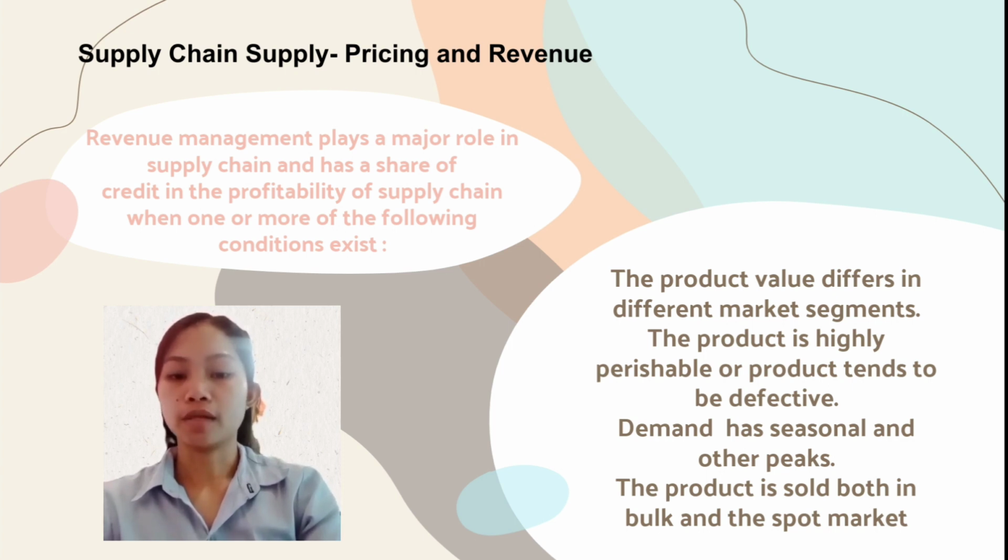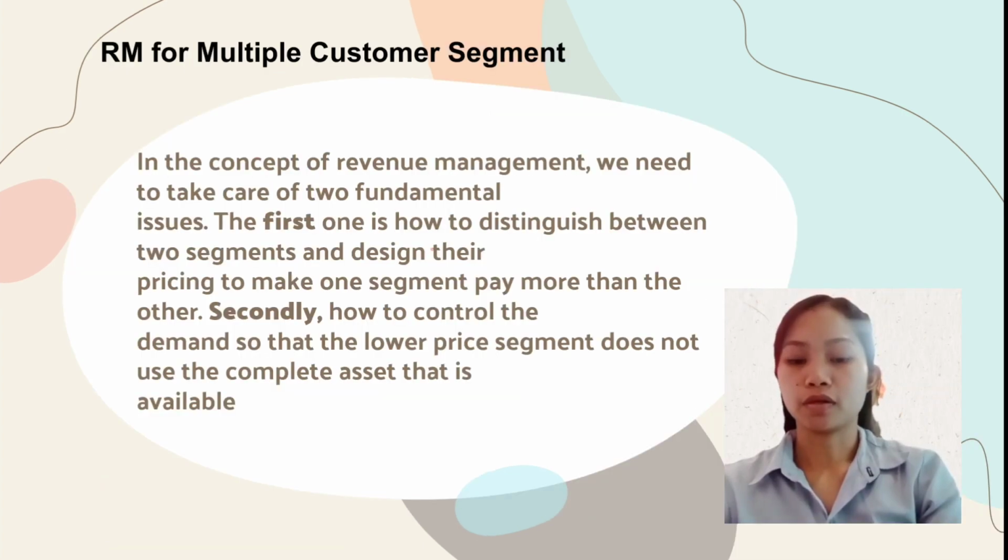The product value differs in different market segments. 2. The product is highly perishable or tends to be defective. 3. Demand has seasonal and other peaks. 4. The product is sold both in bulk and in the spot market. RM for multiple customer segments.